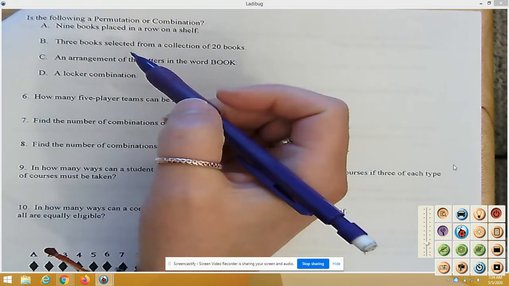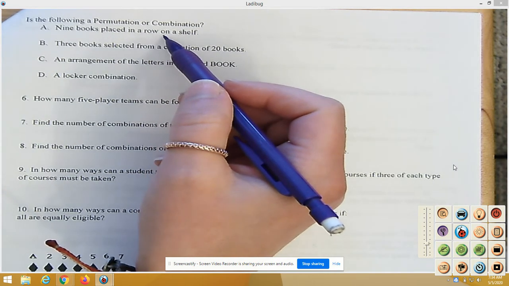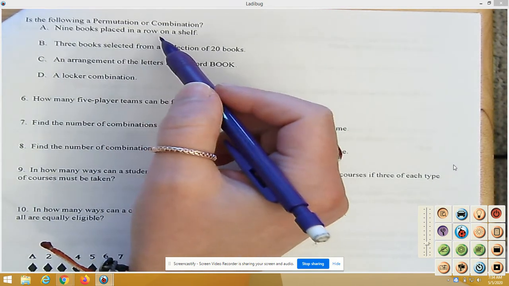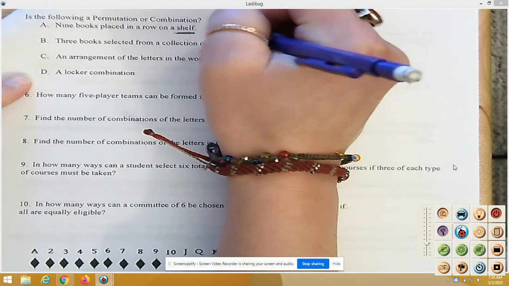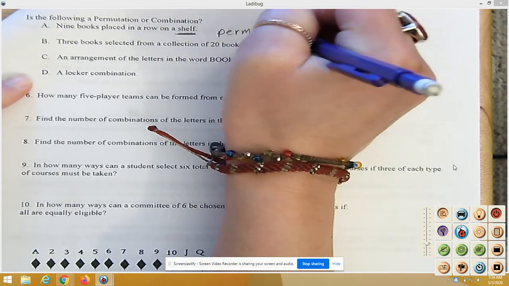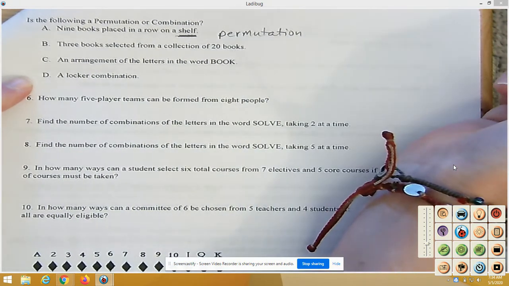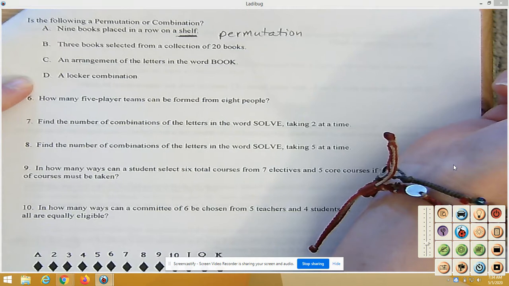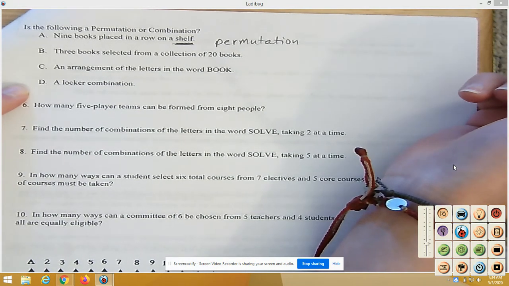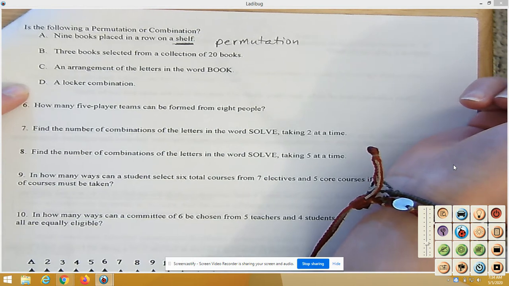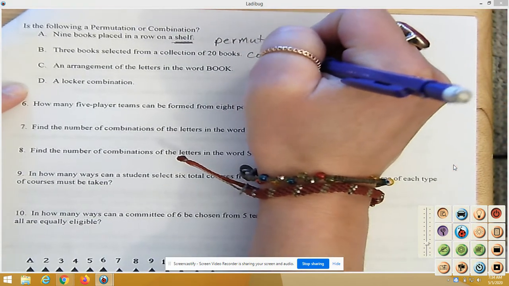So letter A, if 9 books are placed in a row on a shelf, well, that's going to be a lineup. Anytime you have that word shelf and you're placing books on a shelf, that will always be a permutation. That will always be a lineup. Okay, letter B, 3 books are selected from a collection of 20 books. So you're just taking the books, no particular order. You're just grabbing the books, putting them in a bag, or just putting them in your arms. So that's just a combination.